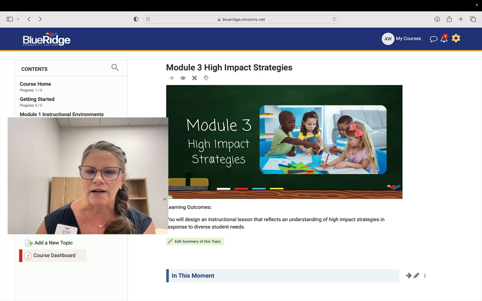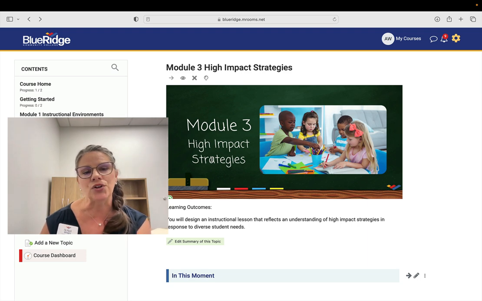When we talk about high impact strategies, we're talking about things like writing to learn, and I'm really going to encourage you to focus on writing across the curriculum. We're talking about using graphic organizers so that students can organize their thoughts and organize the content in a way that helps them learn and takes them to the next level.